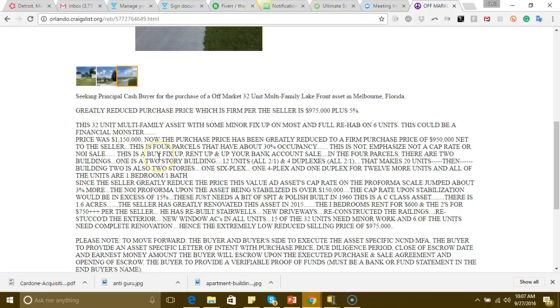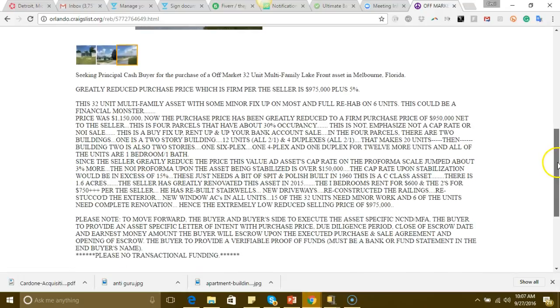This is for parcels that have about 30% occupancy. See, this is what we like here. This is not emphasized, not a cap rate or NOI sale. This is a buy, fix up, rent, and up your bank account sale. In the 4 parcels, there are 2 buildings. One is a 2-story building, 12 units, 2 ones, and then 4 duplexes, all 2 ones. And that makes 20 units, then 2 buildings. And building 2 is also 2 stories, blah, blah, blah.